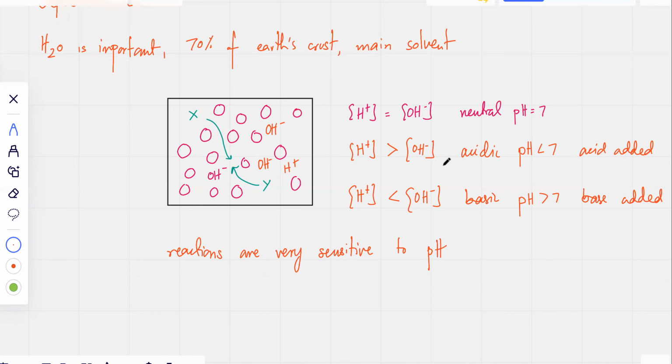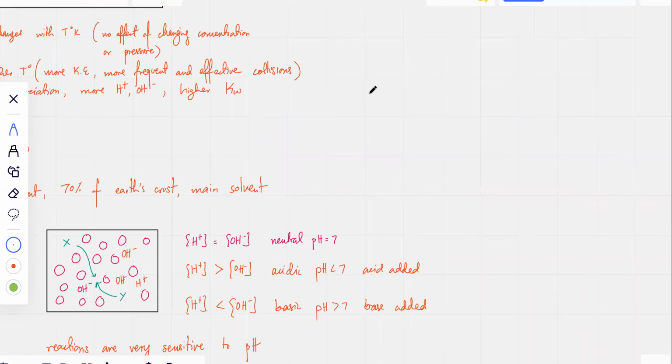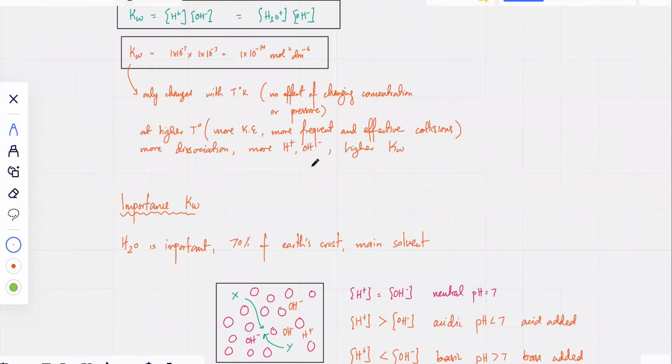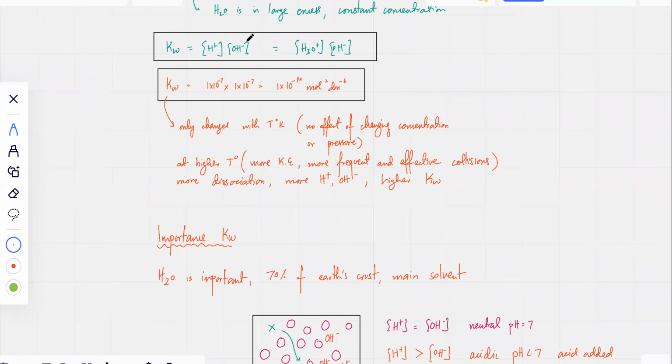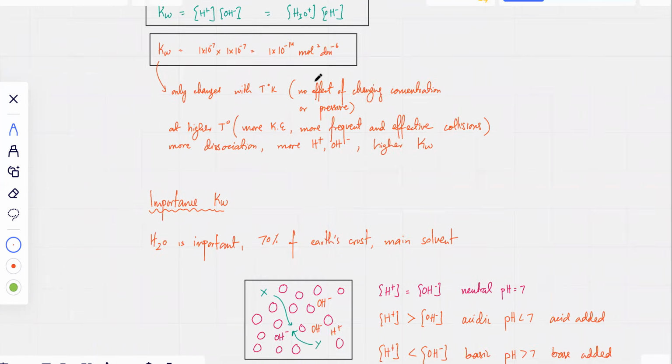So where does KW come in? I told you, what is KW? KW is the product of the concentrations of H plus 1 and OH minus 1 ions. And I told you it's always going to be equal to 1 times 10 power minus 14.